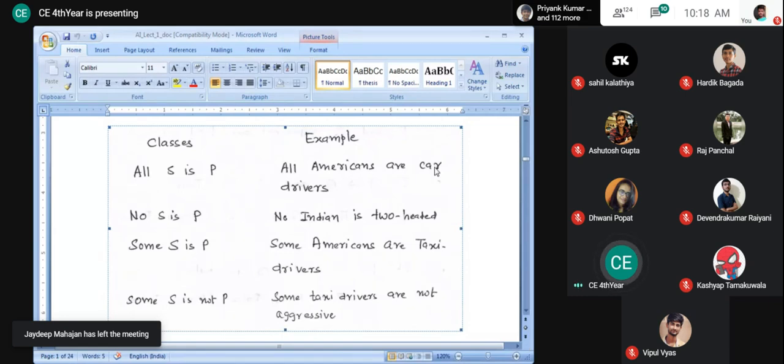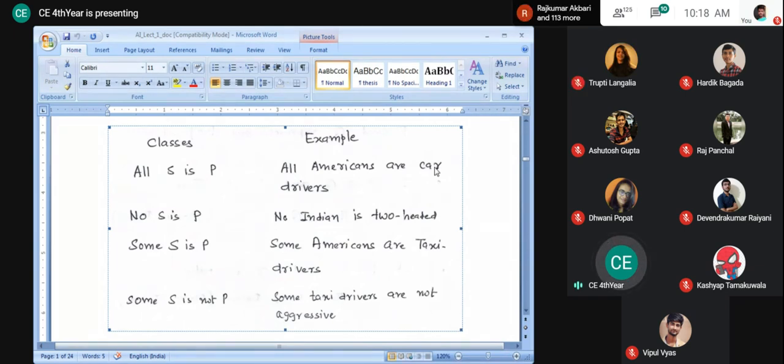All S is P. You can take any example such as all Americans are car drivers. No S is P. No Indian is two-headed. Some S is P. Some Americans are taxi drivers. Some S is not P. Some taxi drivers are not aggressive.